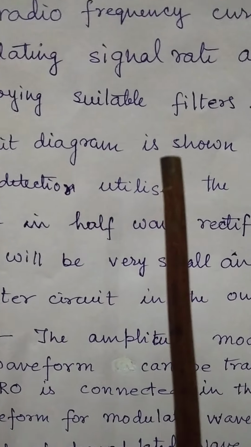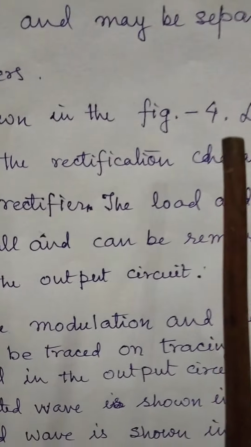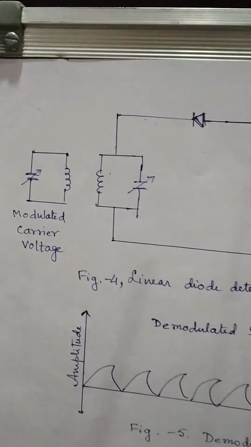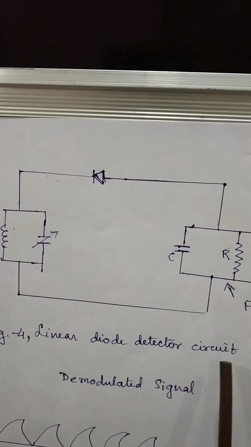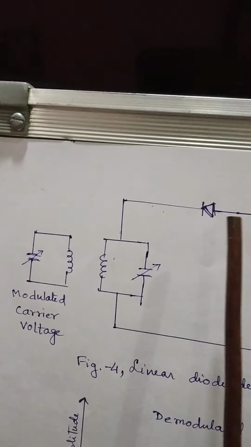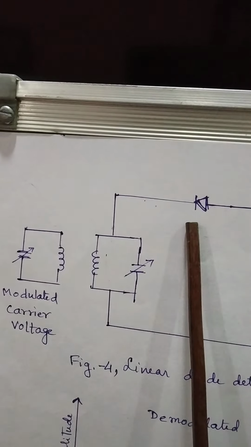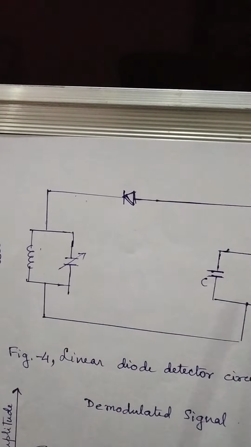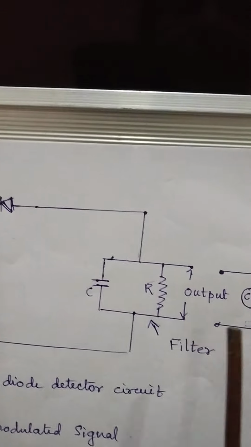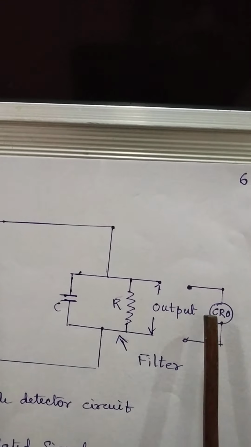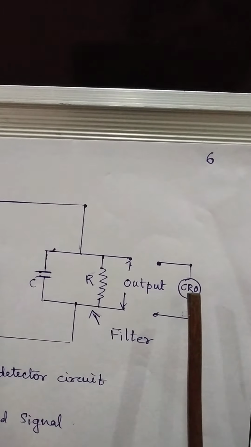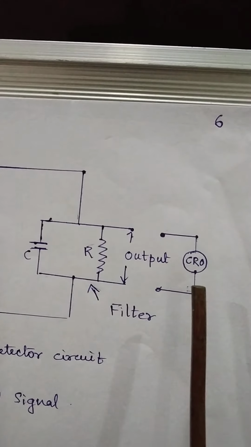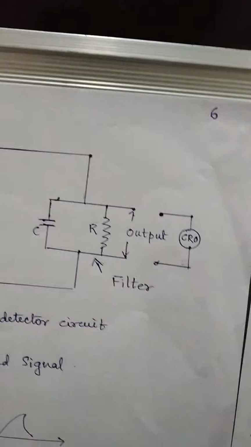The circuit diagram is shown in figure 4. This is the circuit diagram. Here, this is the linear diode detector circuit for demodulation. This is the diode, this is the tank circuit, and this is the filter circuit, and at the output a CRO is connected where the waveform of the demodulated wave can be traced out.